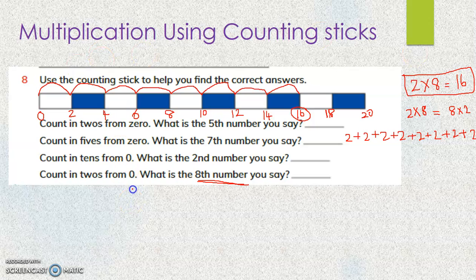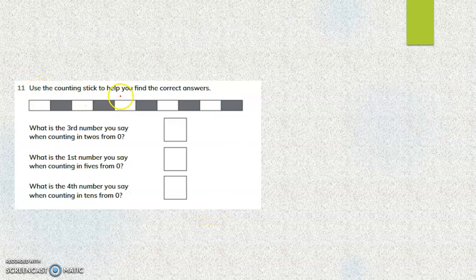So, I hope this is clear. Now, moving forward, use the counting stick to help you find the correct answer. What is the third number you say when counting in twos from 0? First, counting in twos: 0, 2, 4, 6, 8, 10, 12, 14, 16, 18, 20. What is the third number? Starting from here, 1, 2, 3. The third number is 6.